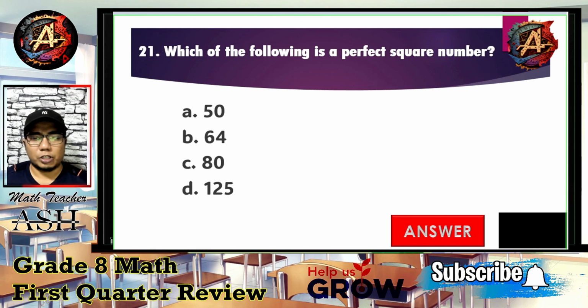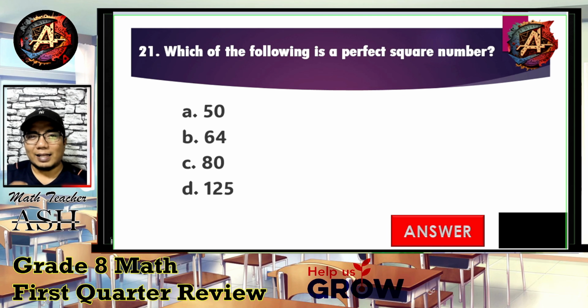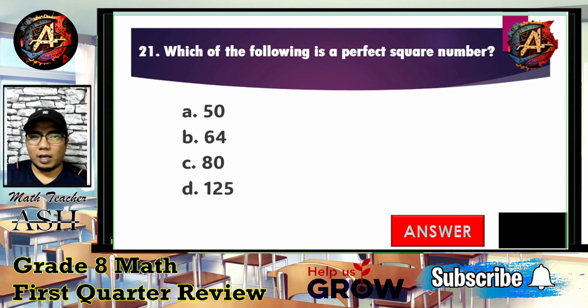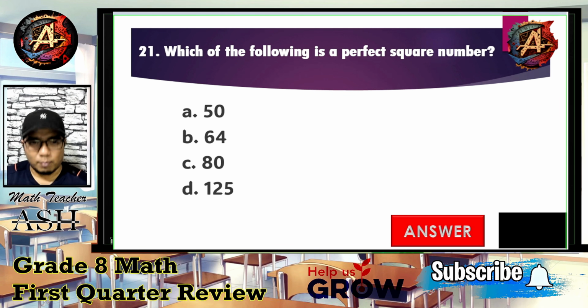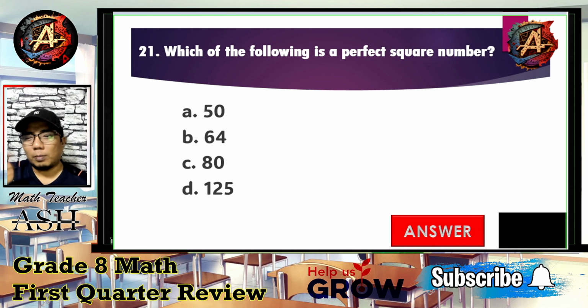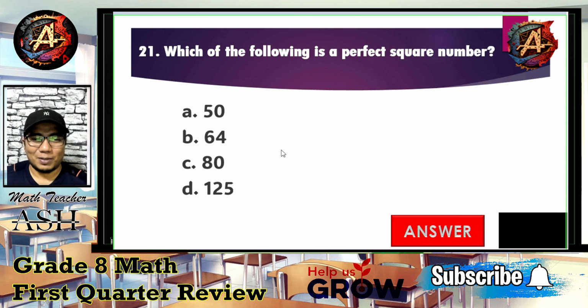Okay, my dear math learners, if we are talking about perfect square numbers, these are numbers that have a square root. Meaning, there is a number that, when multiplied by itself, the answer would be that perfect square number. Now, among the four, which one has a number that, when multiplied by itself, gives that result? So what is that number? That would be letter B, 64.